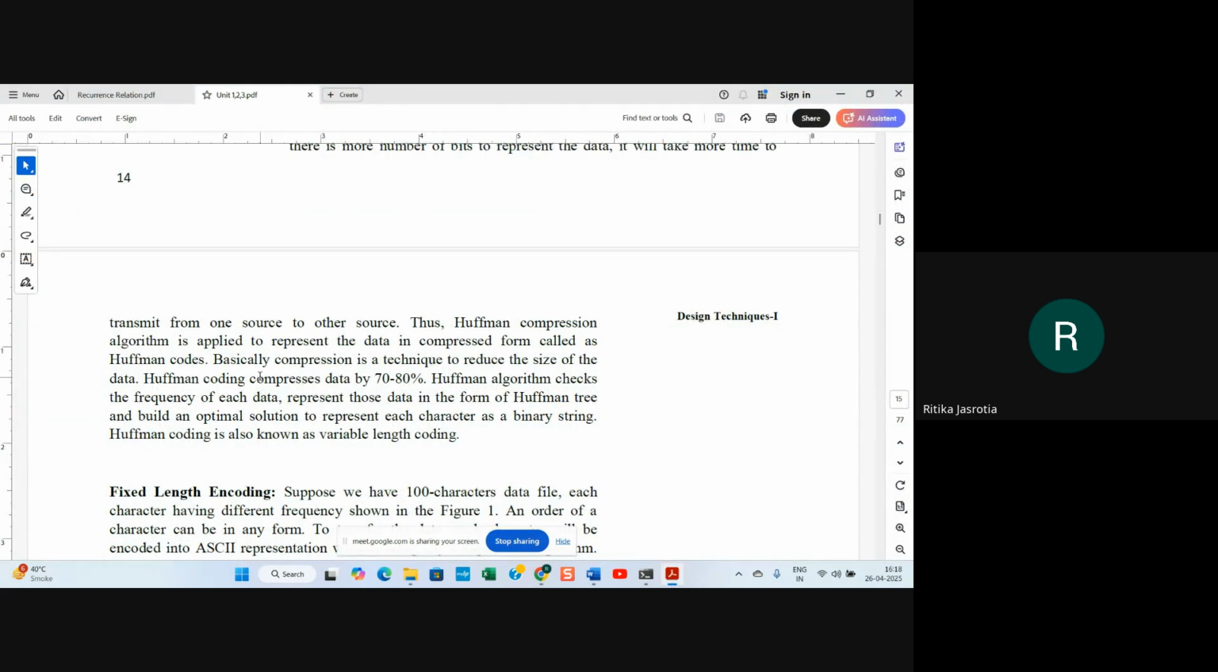Right, this is a data compression algorithm. Basically compression is a technique to reduce the size of the data. Huffman coding compresses data by 70 to 80%. The Huffman algorithm checks the frequency of each data, represents those data in the form of a Huffman tree, and builds an optimal solution to represent each character as a binary string. Huffman coding is also known as variable length coding.